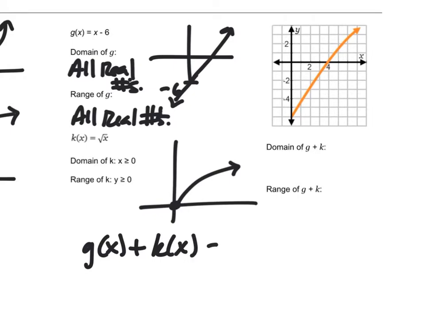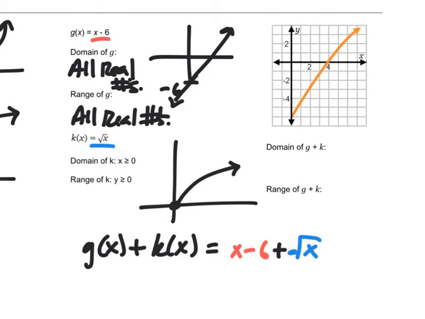And really, that's going to give me the function, what is it going to give us, okay? Let's take g of x, which is x minus 6, so x minus 6, and then let's add k of x to that, which is the square root of x, so let's add the square root of x, okay? So we have this new function, x minus 6 plus the square root of x.